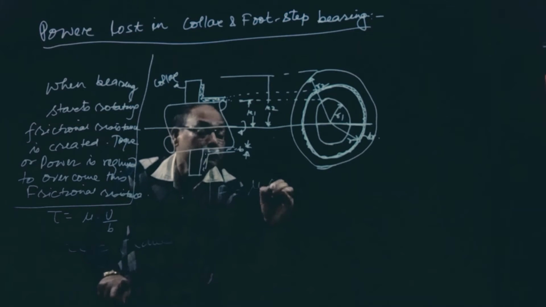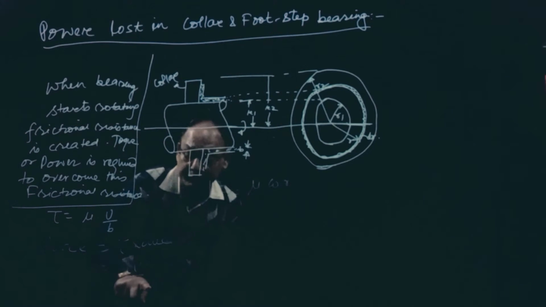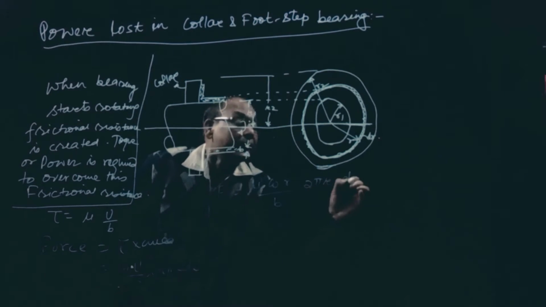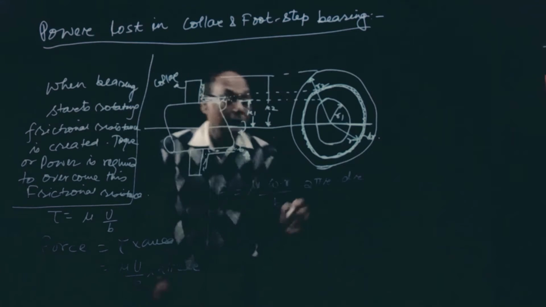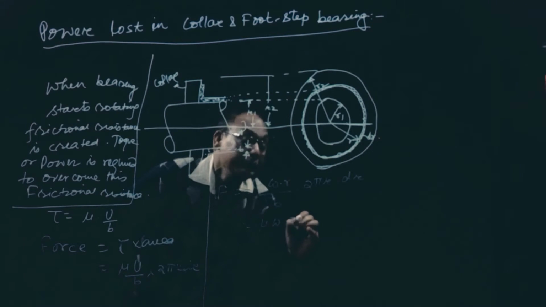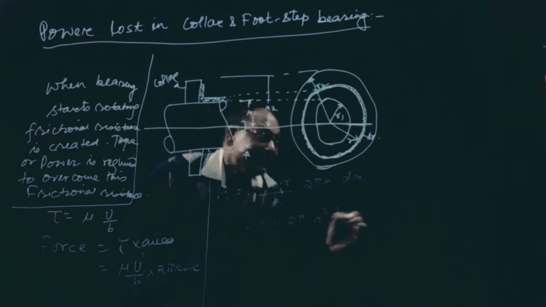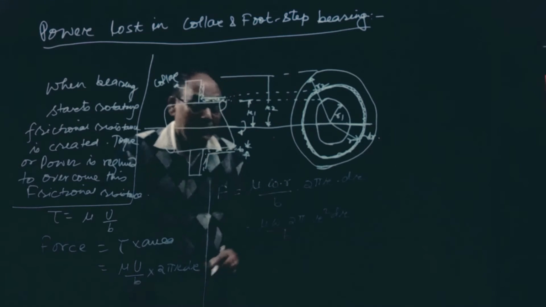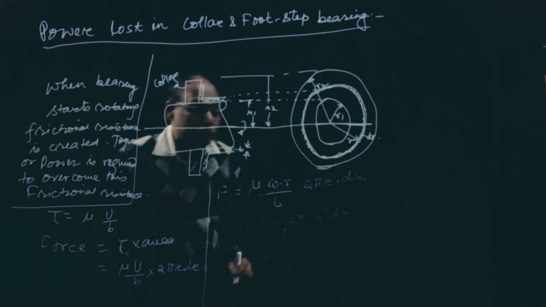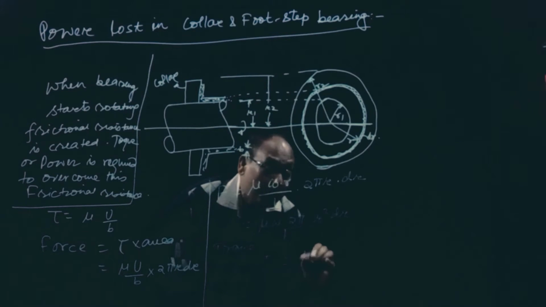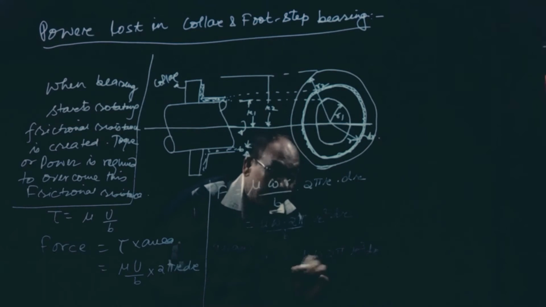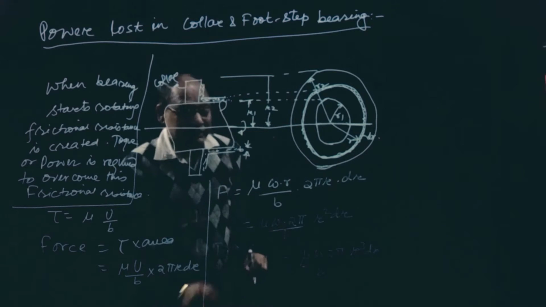Now see here, force will be mu, V is equal to omega into r, by b into 2 pi r into dr. Okay, this is the force. So force will be equal to mu omega into 2 pi r square dr by b. Am I right? But remember, torque will be equal to force into radius. So T will be mu omega 2 pi into r cube dr by b. Okay, so we can call it as dT.